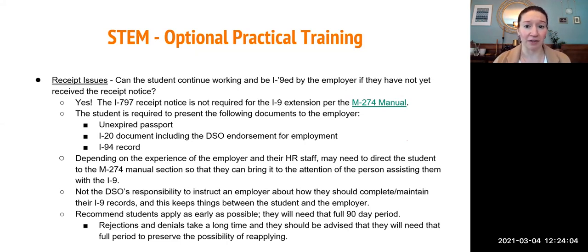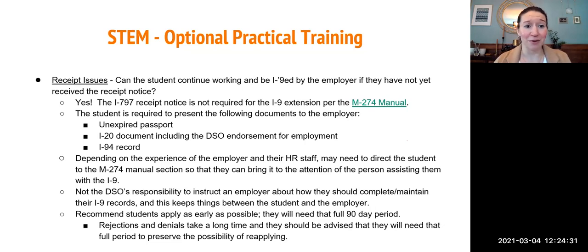Because I see my role, and I think we would all probably agree here, that my role is to provide advising support to the student, not to provide advising to an employer about how to properly complete and maintain their I-9s. So I think that's an important distinction to make here, and an important thing for us to be considering about our role when we're talking about any employment issue, quite frankly. So that's something that's come up from time to time.